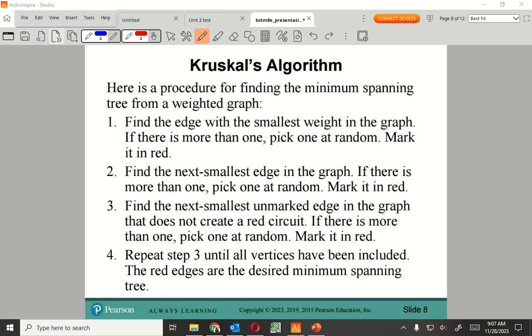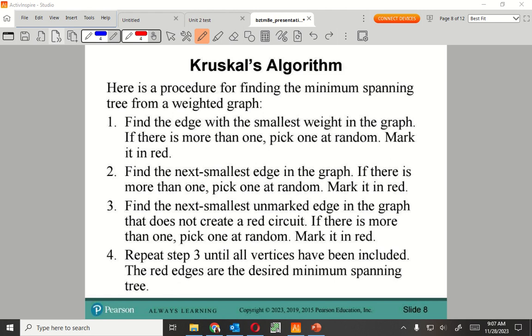Kruskal's algorithm. I hate saying this guy's name. It's horrible. Anyway, the procedure for finding a minimum spanning tree from a weighted graph: find the edge with the smallest weight in the graph. If there's more than one, pick one at random. Mark it in red. So what I just did, I just marked it.